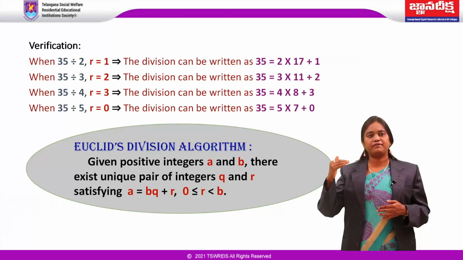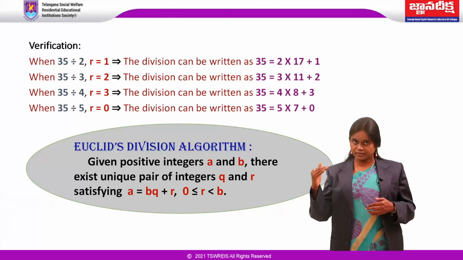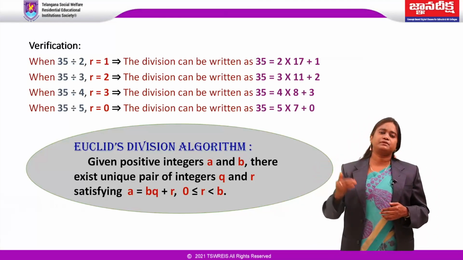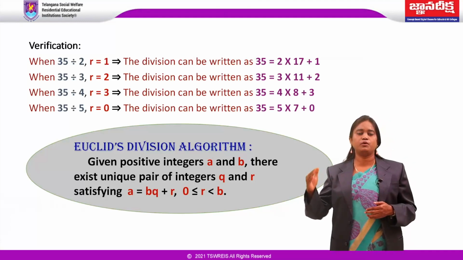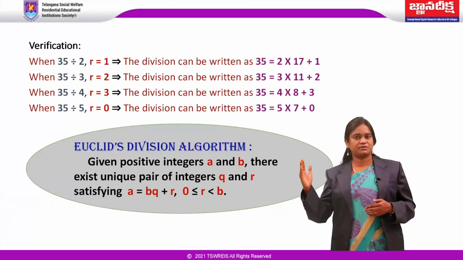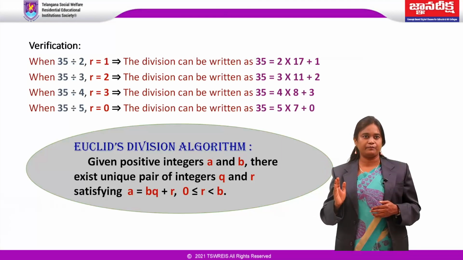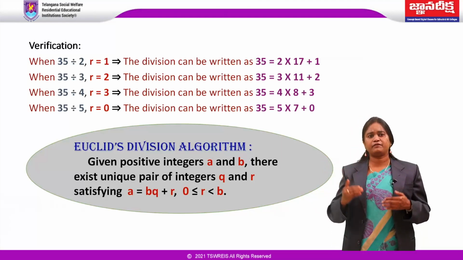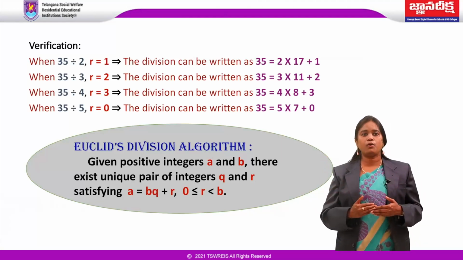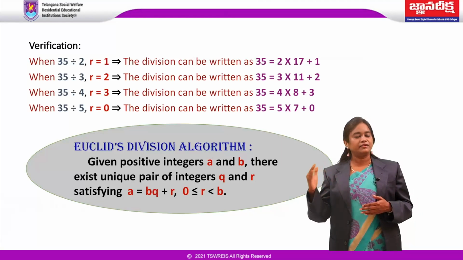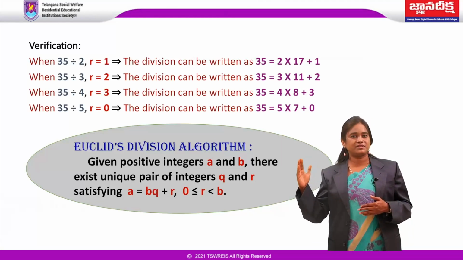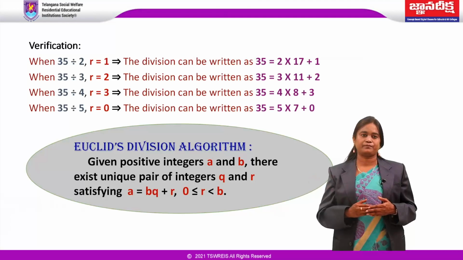When 35 is divided by 4, r is equal to 3. It can be written as 35 is equal to 4 8s are 32, plus 3, which is equal to 35. When 35 is divided by 5, the remainder is 0. It can be written as 35 is equal to 5 into 7 plus 0.